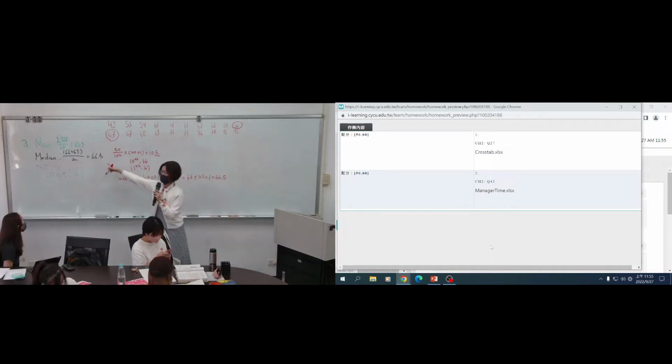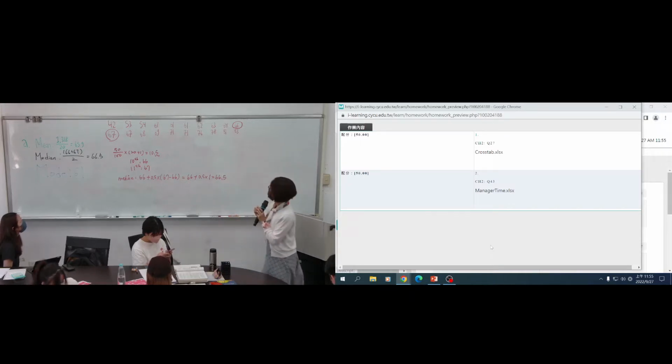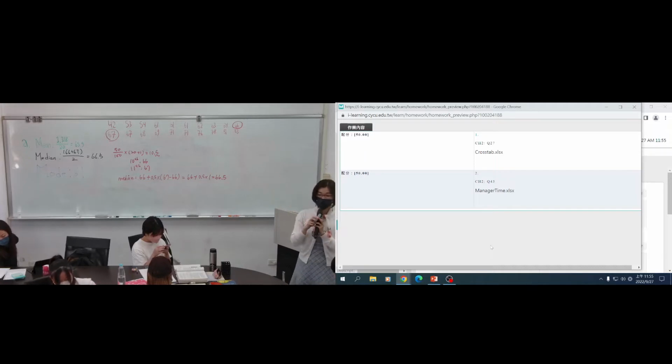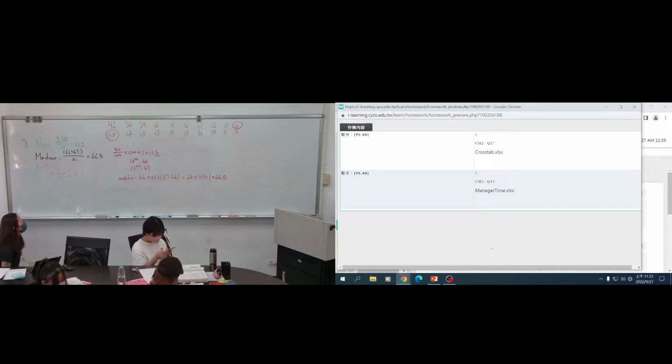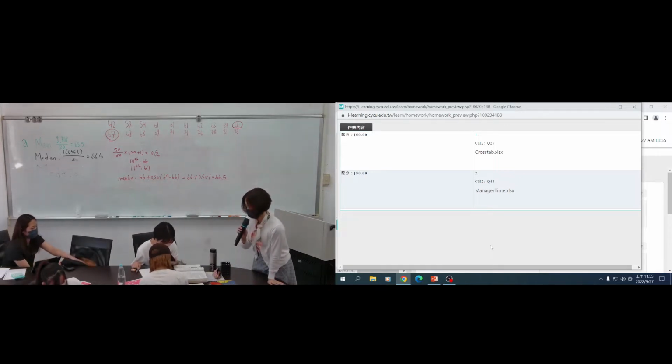That's the median. And then the mode. Which value occurs the most? 61. It occurs 3 times, so 61 is the mode. And then Nonoka and Mona, are you ready? Question B. Nonoka will take care of the first quartile, and Mona will take care of the third quartile.